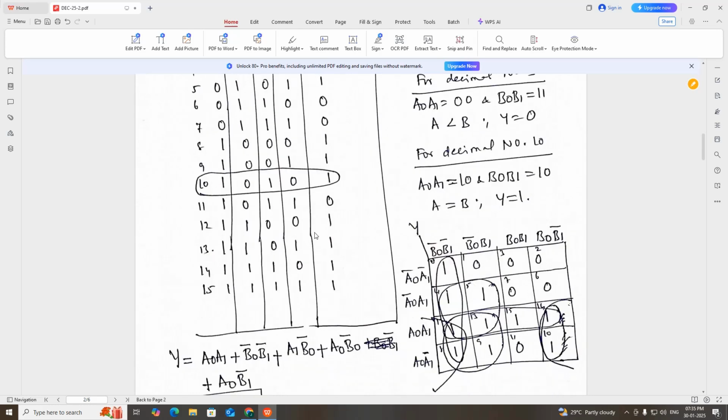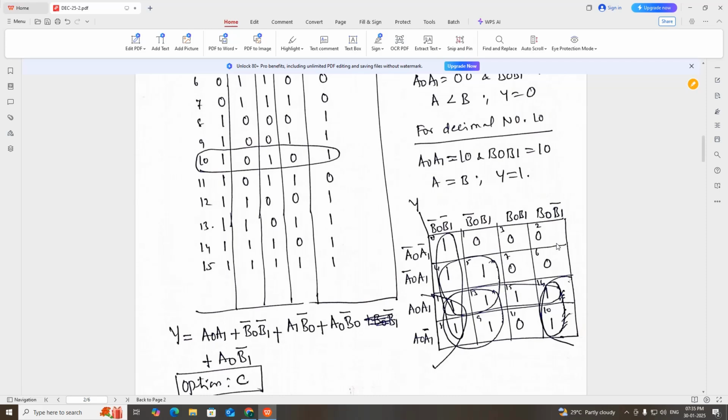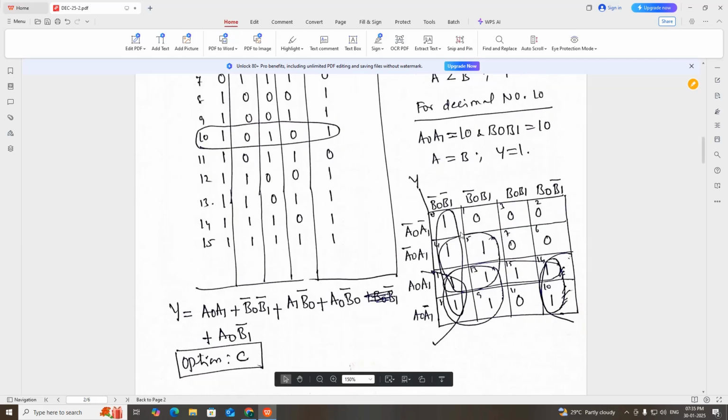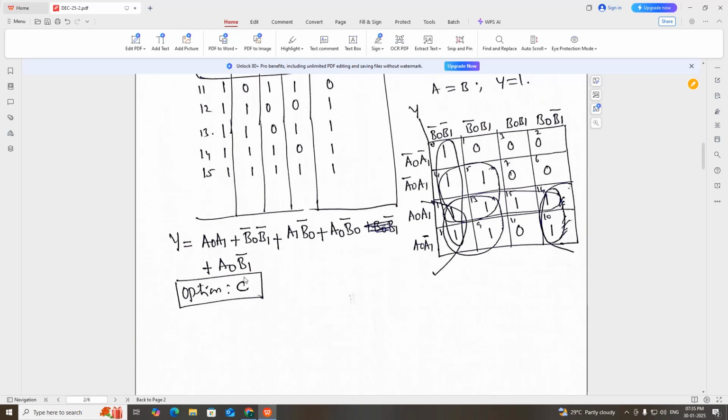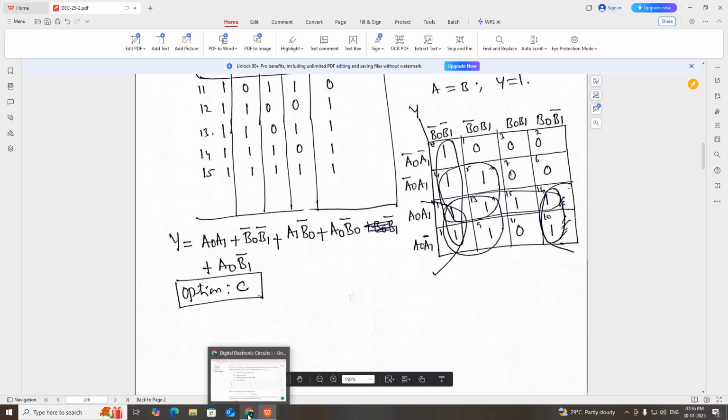And once that is done, you can use Karnaugh map method to find the expressions. So that expression, this is one group, and this is second group, and this is the third group, and this is the fourth group. So accordingly we find here option C. So answer is option C.